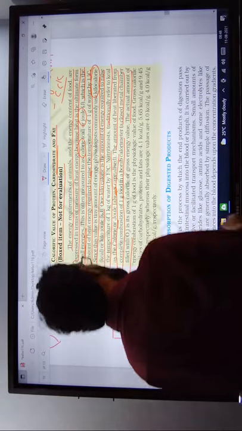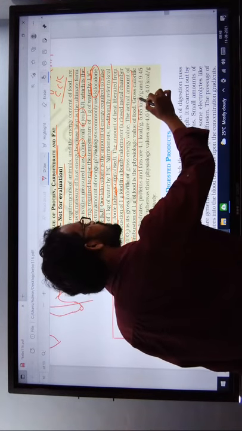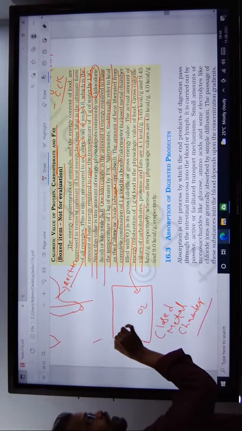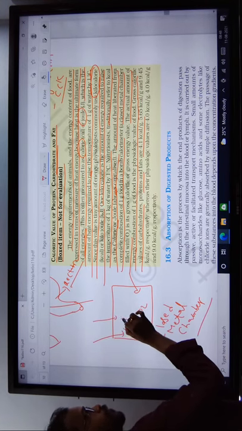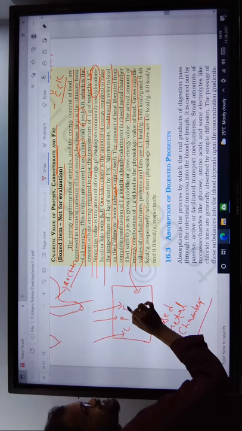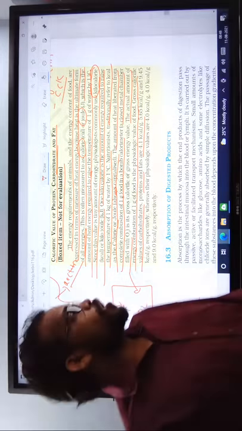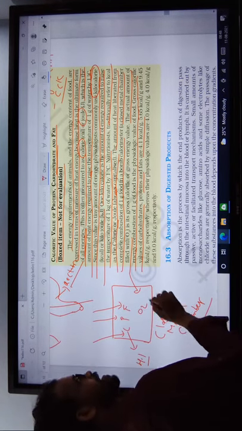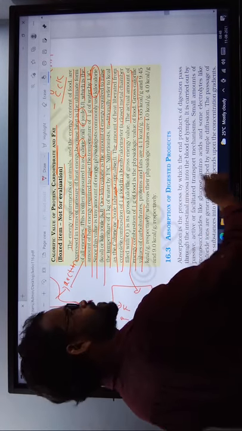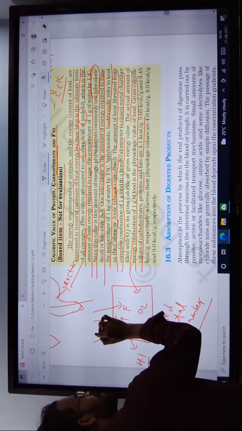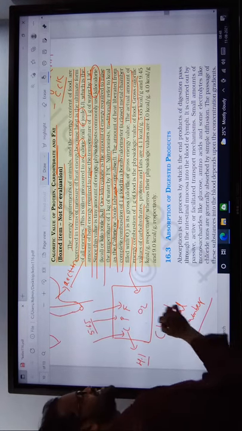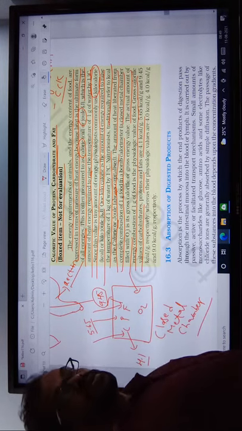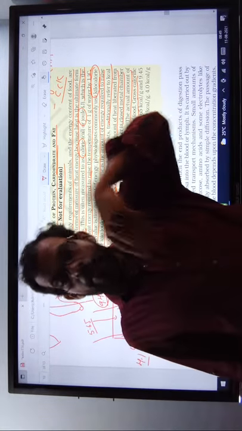The bomb calorimeter experiment gives the gross calorific value of 1 gram of carbohydrates, proteins and fats. You can place carbohydrates, proteins and fats into the bomb calorimeter. The values are: carbohydrates 4.1 kilocalories, proteins 5.65 kilocalories, and fats 9.45 kilocalories. These are measured only in the bomb calorimeter.